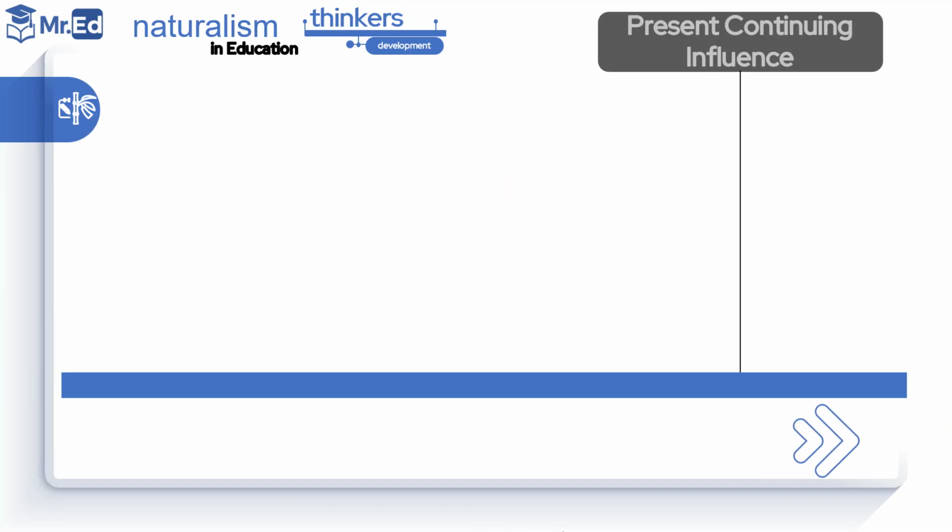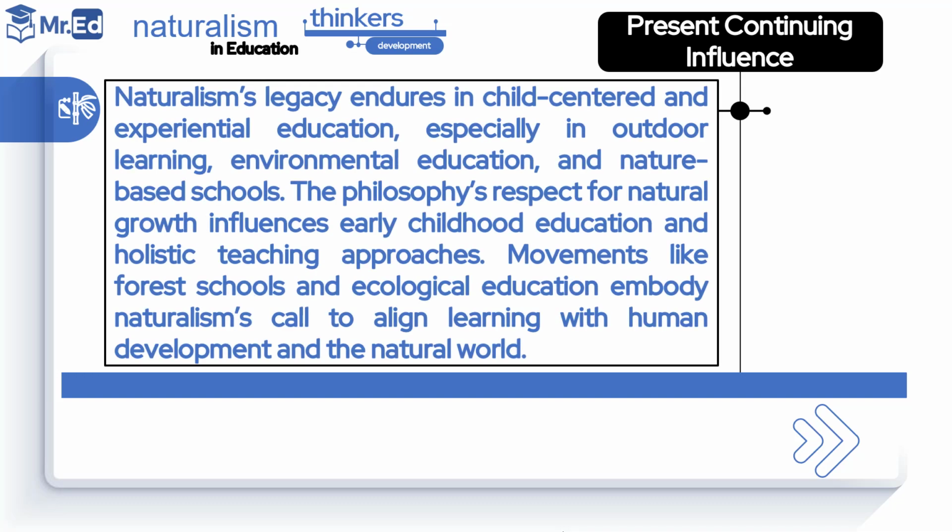The present-day influence of naturalism endures in child-centered and experiential education, especially in outdoor learning, environmental education, and nature-based schools. The philosophy's respect for natural growth influences early childhood education and holistic teaching approaches. Movements like forest schools and ecological education embody naturalism's call to align learning with human development and the natural world.